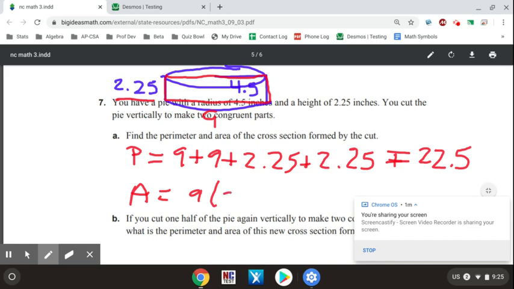When I want the area of a rectangle, that is also pretty easy. 9 times 2.25. 9 times 2 is 18. 9/4 is another 2 1/4. So that's 20.25 for my area.